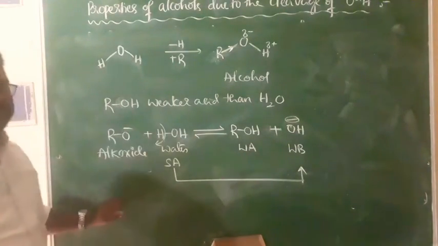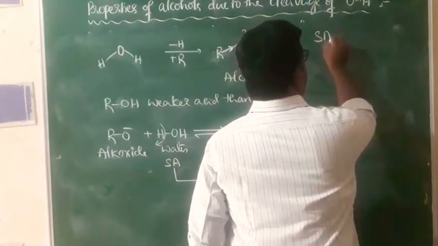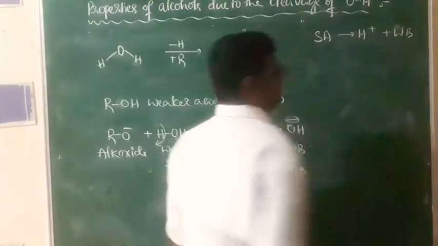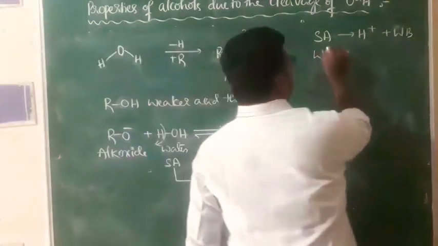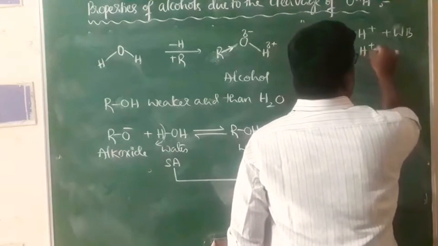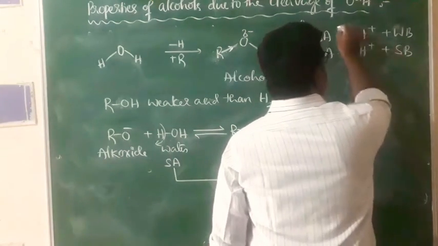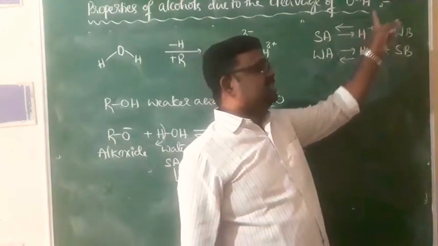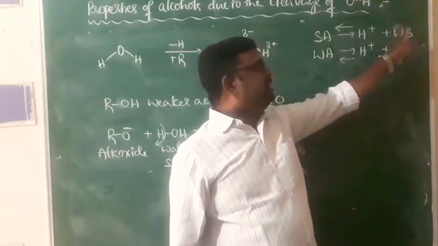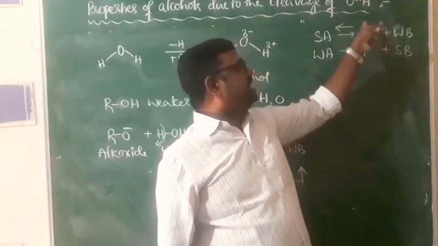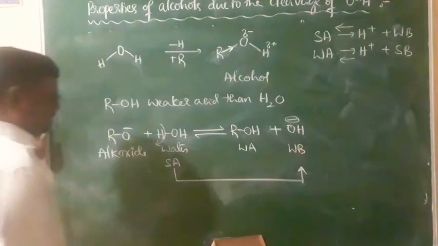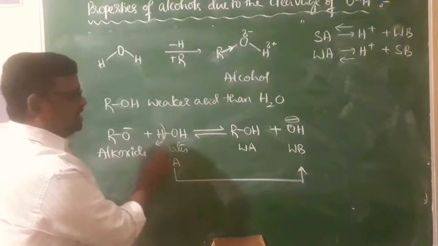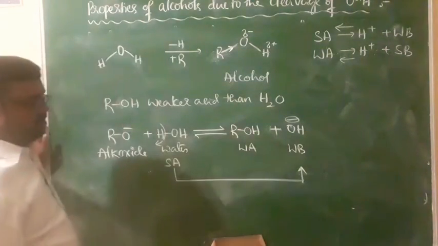You studied that in first PUC. When a strong acid releases an H plus ion, it gets converted to a weak base. When a weak acid releases an H plus ion, it gets converted to a strong base. And the reverse is also true. A weak base, when it takes up H plus, gets converted to a strong acid. So water, being a strong acid, after releasing H plus gets converted to a weak base.